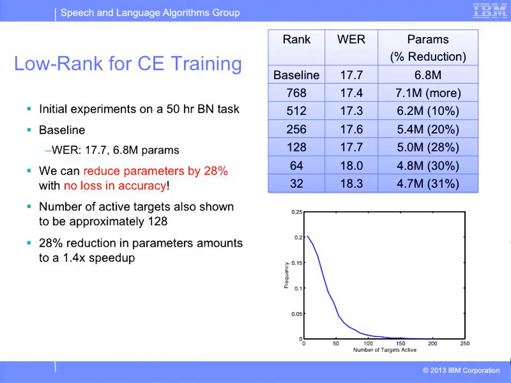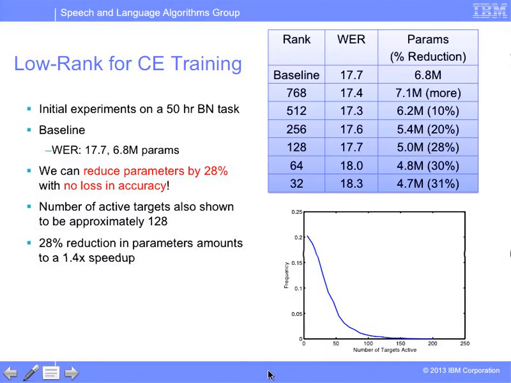If we take a closer look at why 128, this graph is showing a histogram of the number of active targets across a variety of utterances. We say a target is active if the activation is above a certain threshold, which is very low, I think like 0.1e to the minus 3 or something. You can see that roughly 100, a little bit more than 100, is what's active. So this seems like an appropriate choice for this task. I'll get into how this rank is tuned on other tasks in a few slides.